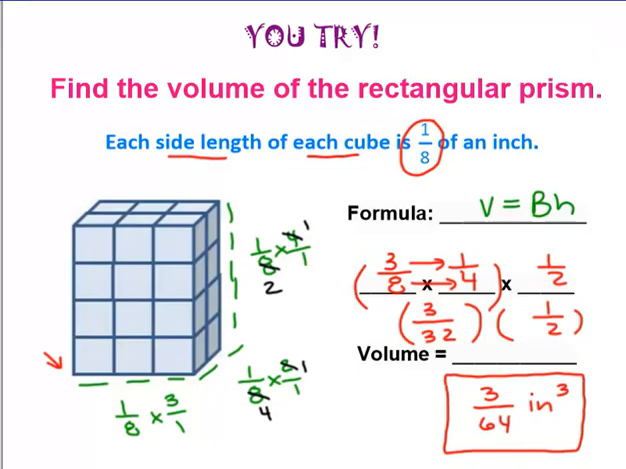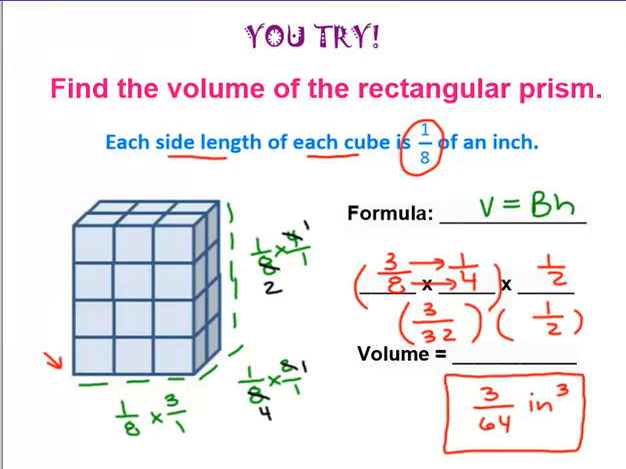Then the height of the base is 2 units long, so 1/8 times 2. I was able to simplify that down to 1/4. And then the height of the prism is 1/8 times 4 units, which I was able to simplify down to 1/2.